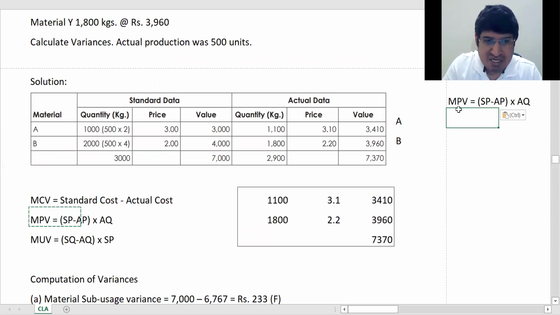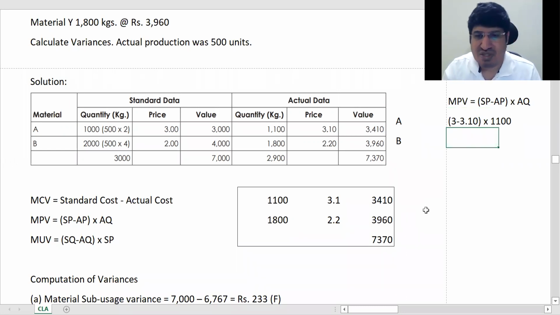सो स्टैंडर्ड प्राइस कितना है हमारा? यहाँ पे 3 है, एक्चुअल इज 3.10, करेक्ट? सो व्हाट यू विल पुट इज 3 minus 3.1, okay, into actual quantity. कितना एक्चुअल क्वांटिटी? 1100, करेक्ट? दिस वन. ये पहले का है और दूसरे का रहेगा.